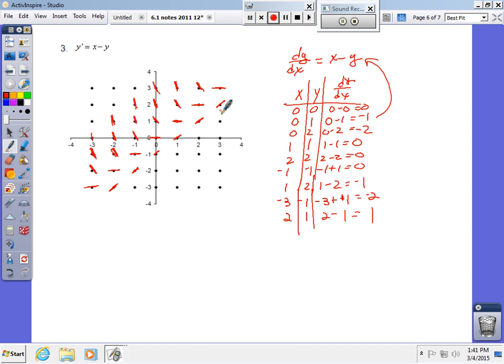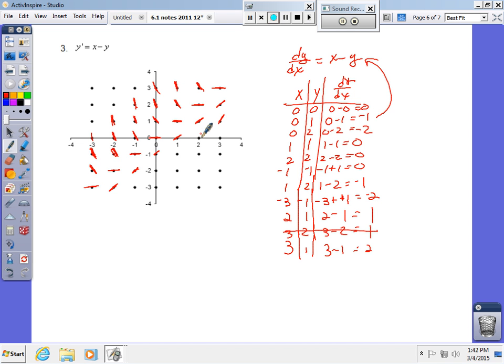All right, let's try the point (3, 2). This would be 3 minus 2, which is 1. So this is all going to be 1. Wait a minute, I picked the wrong point here. I wanted to pick (3, 1) to represent this point right here. So 3 minus 1 is 2, so that slope is going to be 2, so it's a little bit steeper.